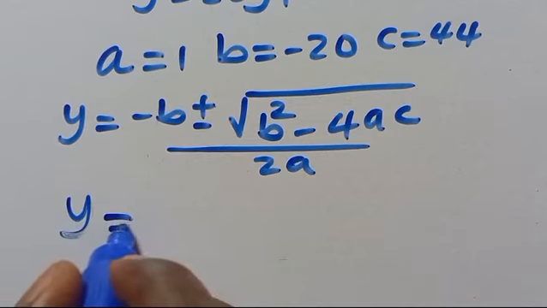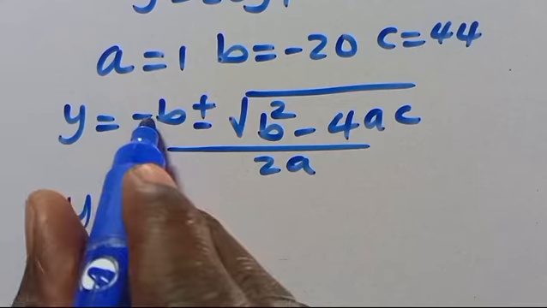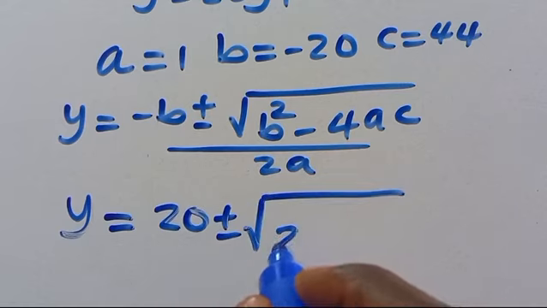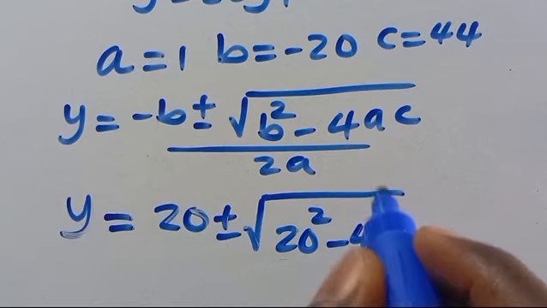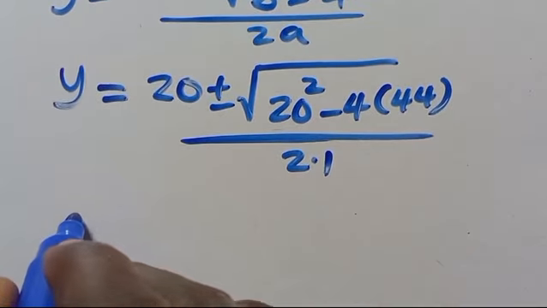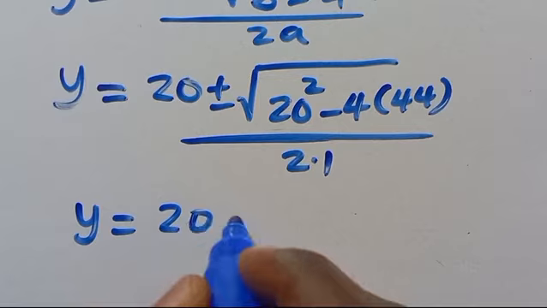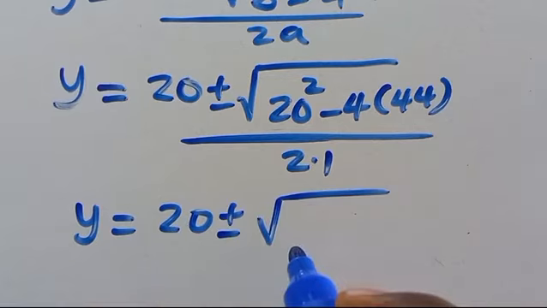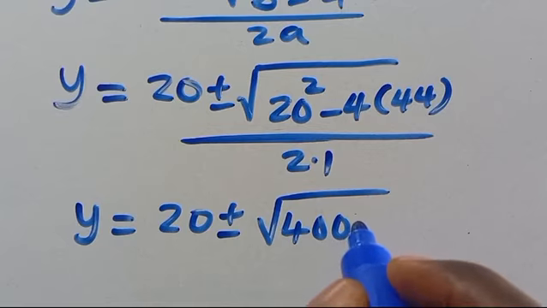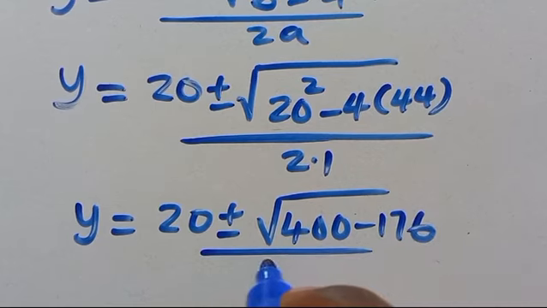y equals minus times minus, here will be plus 20, positive or negative, square root of 20 squared minus 4 times a is 1 times c 44 over 2 times 1. We have y equals 20 positive or negative. We have 20 squared, this will give us 400. Then 4 times 44, this will give us minus 176 over 2.